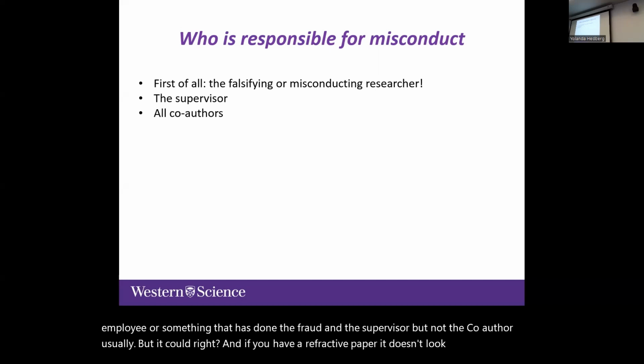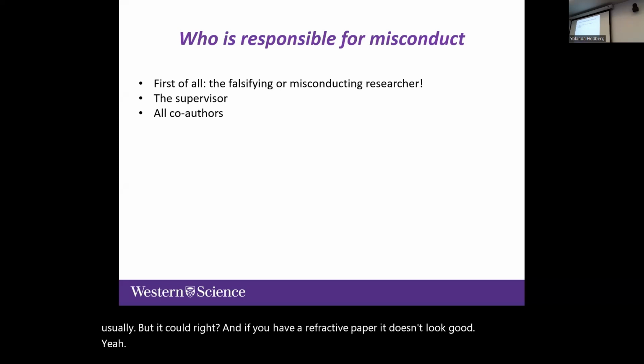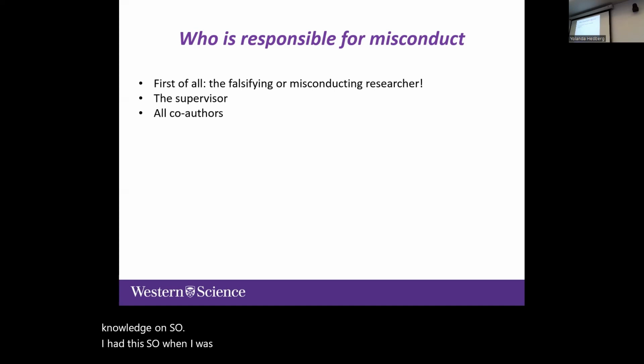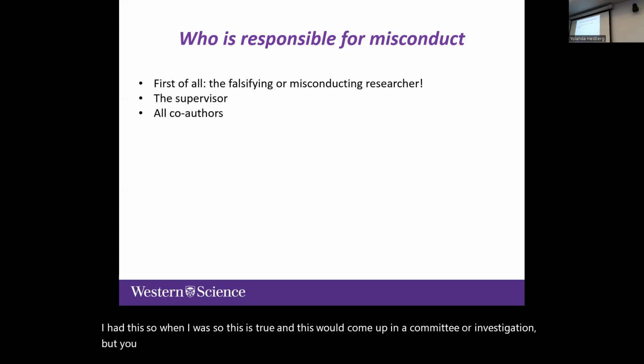In the follow-up, would they look at the relationship that the co-author has with the main author? For example, if a co-author is another student in the same group, then they might be penalized harsher than if it were a co-author from a different university who may not have as much of a relationship or much knowledge of the research. So this is true, and this would come up in a committee or investigation, but you still might lose your reputation, right?